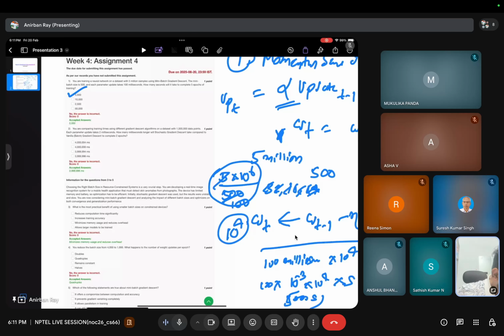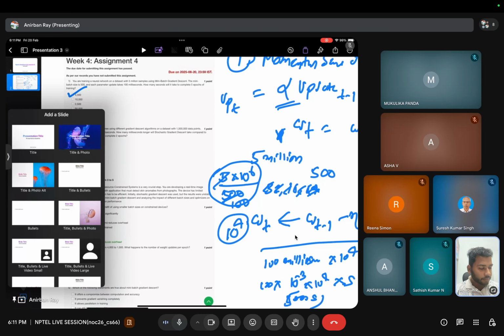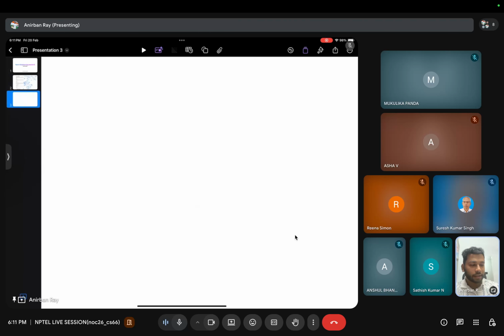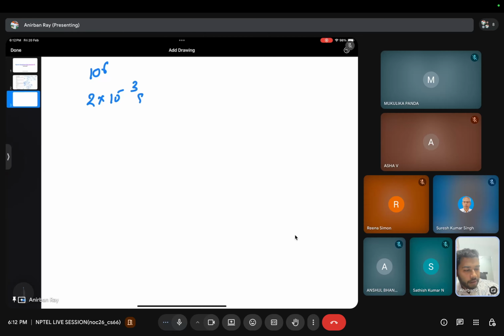You're comparing training times using different gradient descent algorithms on a dataset with 1 million data points. Each parameter update takes 2 milliseconds. So the data size is given as 1 million, 10 to the power 6, and each parameter update takes 2 milliseconds.